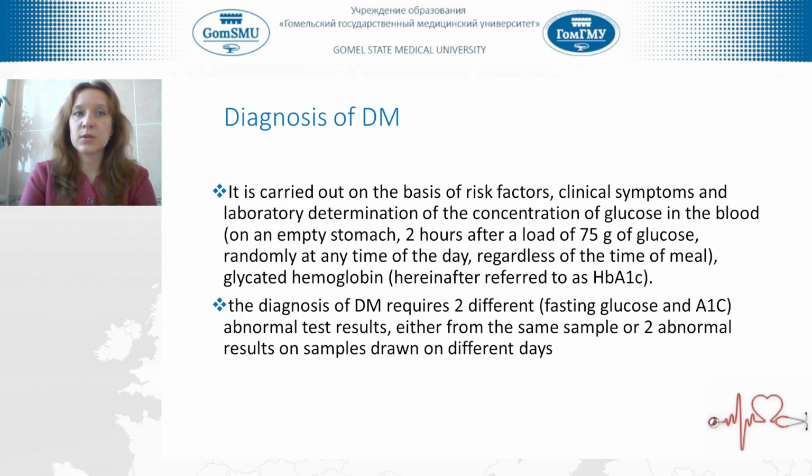Diagnosis of diabetes mellitus is carried out on the basis of risk factors, clinical symptoms, and laboratory determination of the concentration of glucose in the blood on an empty stomach, 2 hours after a load of 75 grams of glucose, or randomly at any time of the day regardless of the time of meal, and glycated hemoglobin. The diagnosis of diabetes mellitus requires two abnormal test results, either fasting glucose and glycated hemoglobin from the same sample, or two abnormal results of samples drawn on different days.